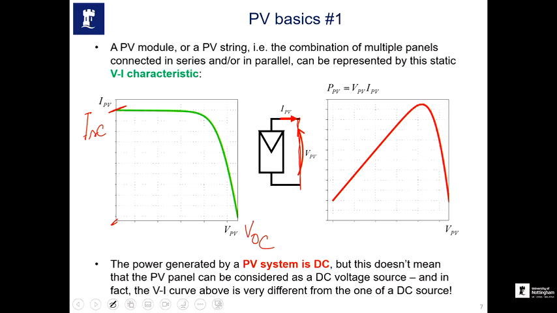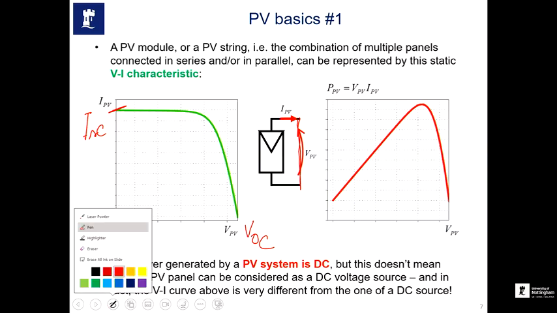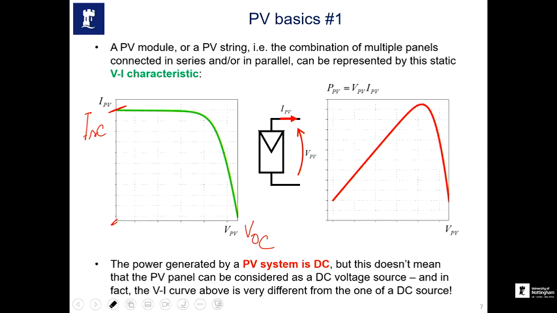Why is the second point the open circuit voltage? When the circuit is open, the current is 0, but then you get the maximum voltage out of the PV, okay?